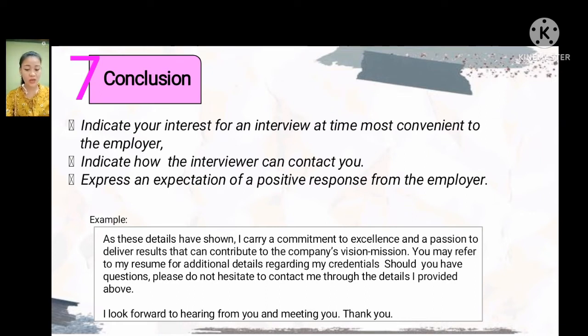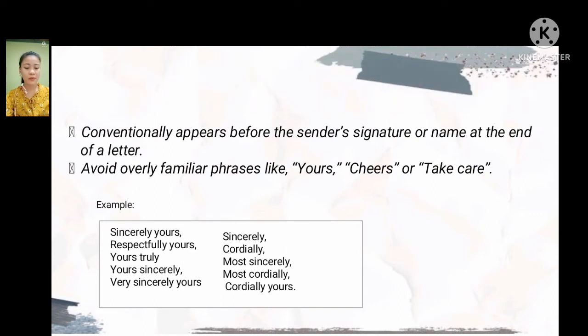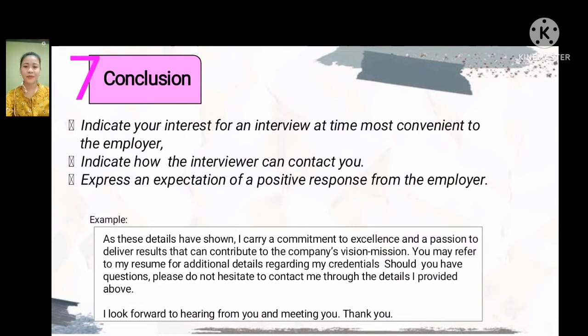And lastly, you should thank the employer. For this example sentence, I look forward to hearing from you and meeting you. Thank you.